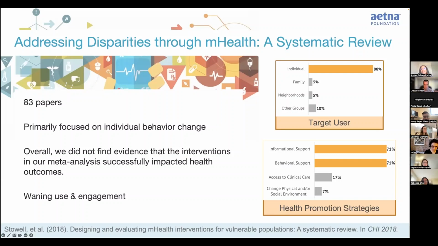And then carrying on from this finding, we found that few interventions were designed to address the physical and/or social environments that impact health. Instead, most studies evaluated tools that provided informational support, for example, the delivery of expert knowledge, or behavioral support, such as goal-setting mechanisms. In other words, the systems were mainly designed to support individual attitude, knowledge, and behavioral change.